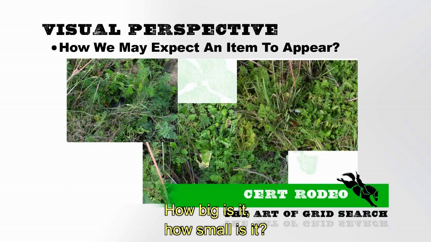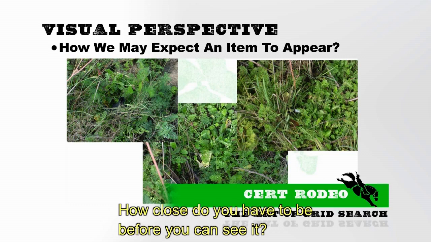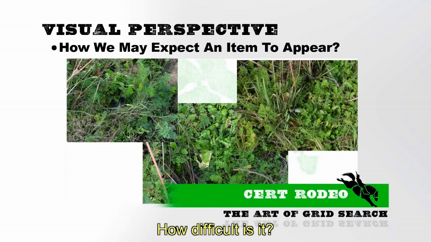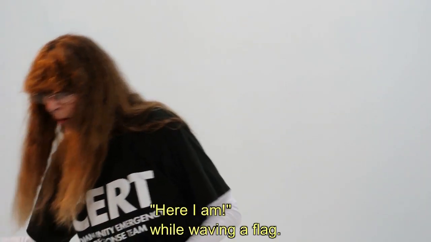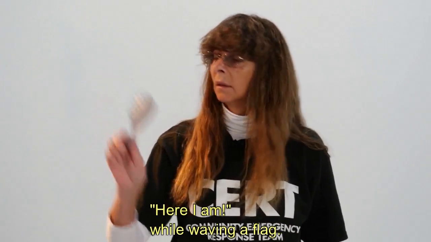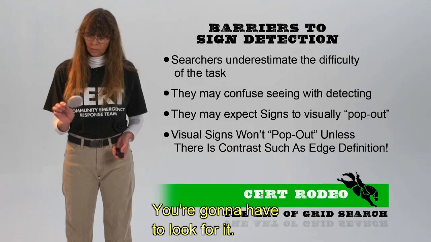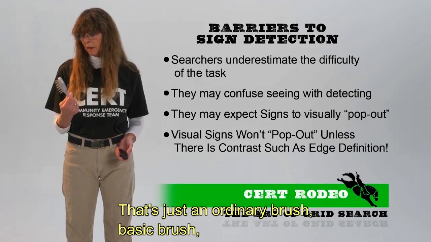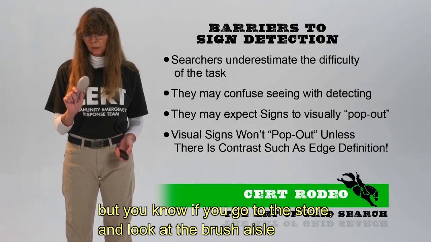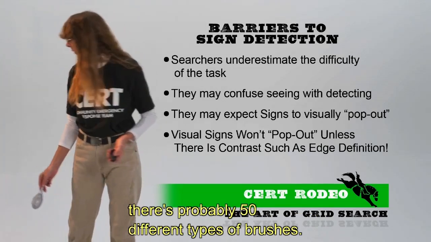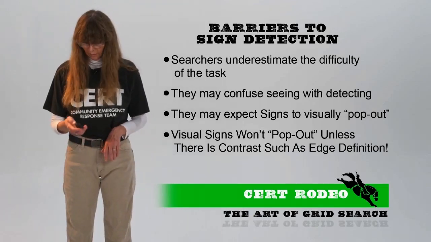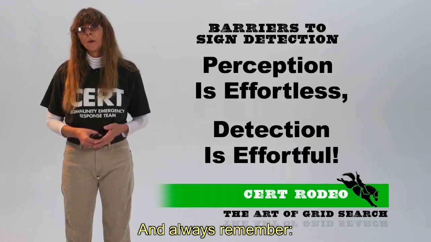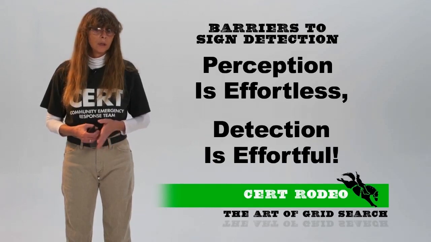How big is it? How small is it? How far close do you have to be before you can see it? How difficult is it? These signs, these clues, are not just going to say, here I am, I'm waving a flag. You have to look for it. That's just an ordinary brush. Somebody says a brush. But you know, if you go to the store and look at the brush aisle, there's probably 50 different types of brushes. And always remember, perception is effortless, detection is effortful.